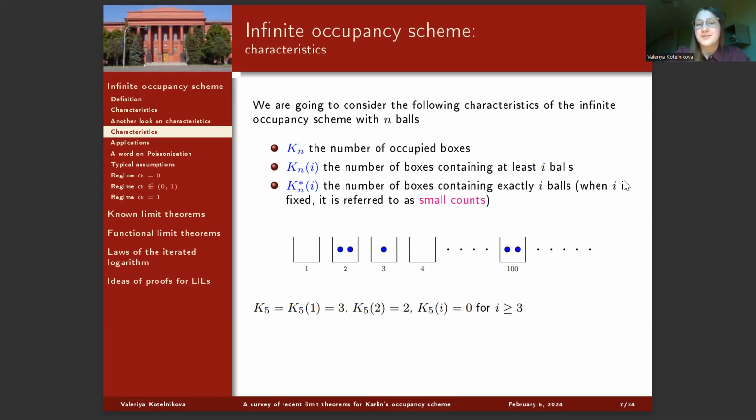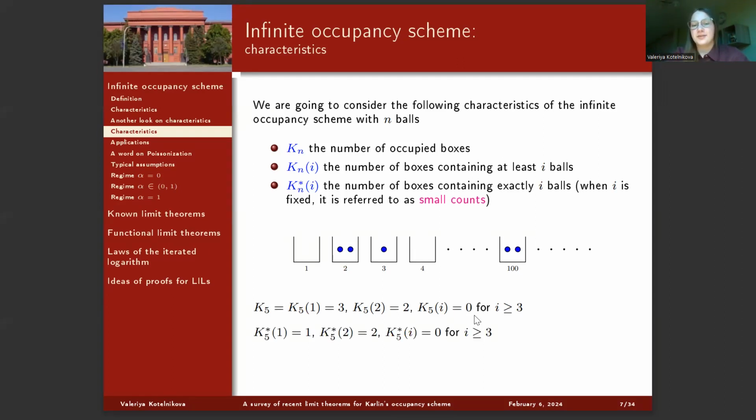Let's calculate those new characteristics for the same realization. The number of occupied boxes we already calculated. The number of boxes containing at least 2 balls is equal to 2. Those boxes have numbers 2 and 100. The number of boxes containing at least 3 or at least 4 balls is equal to 0, because we do not have boxes with so many balls.